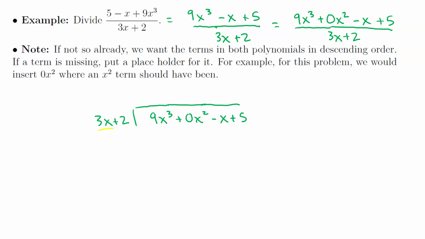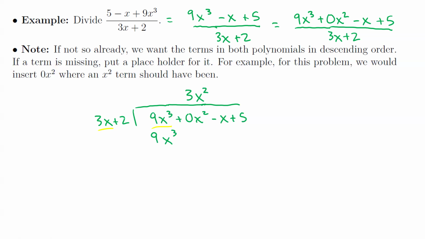to produce 9x cubed? And so, of course, the answer is 3 times x squared is what I'd multiply by here. So notice the importance of having this placeholder because it gives me a place to put that, right? I need to put it over the x squared term. So now I actually have one. So 3 times 3 is 9. X squared times x is x cubed.